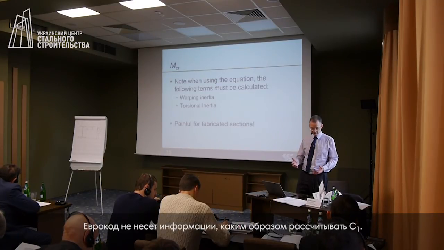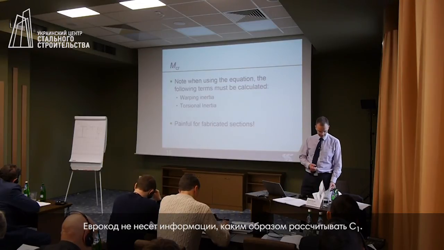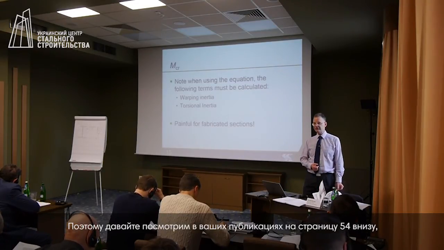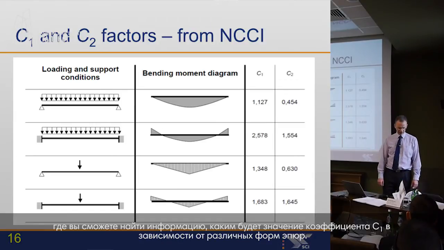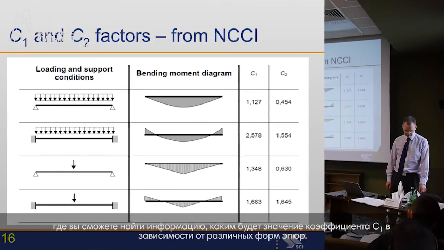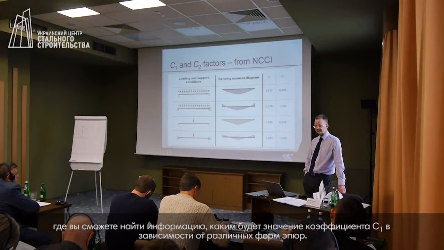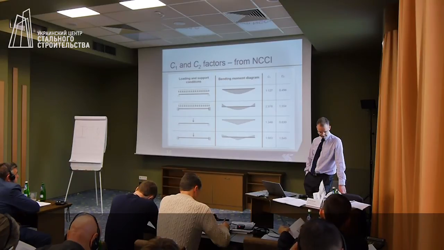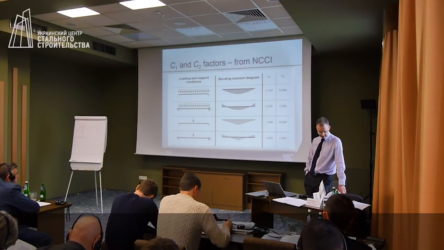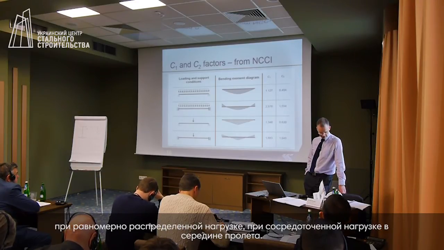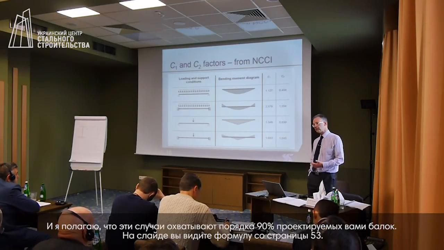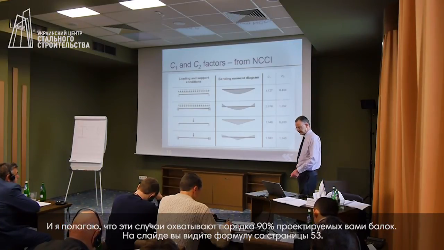The Eurocode does not tell you how to determine C1. So you would turn to page 54, and at the bottom of page 54 you will find some details for different shapes of bending moment diagram. You will find values of C1. So at the bottom of page 54 there are diagrams for the very common bending moment diagrams. So for a uniformly distributed load, for a central point load, and I would imagine that that will cover 90% of the beams that you design.